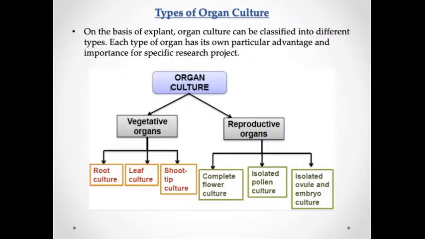There are two types of organ culture on the basis of the explant, which can be classified further. You can see vegetative organs and reproductive organs. Vegetative organs could be root culture, leaf culture, shoot tip culture, whereas reproductive organs are a complete flower, isolated pollen culture, or isolated ovule and embryo culture. So these are all different reproductive and vegetative organ parts.